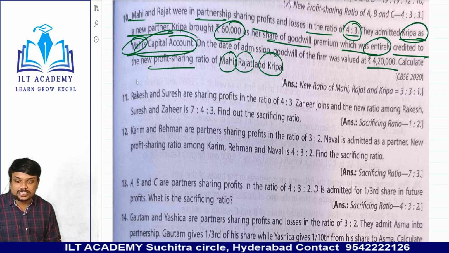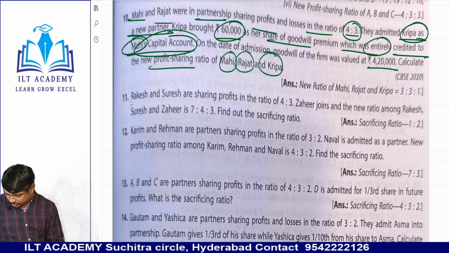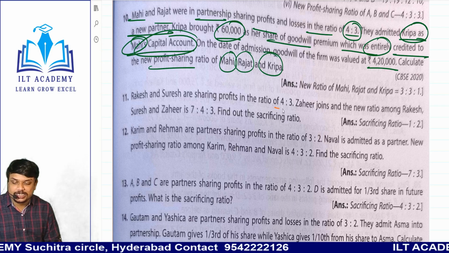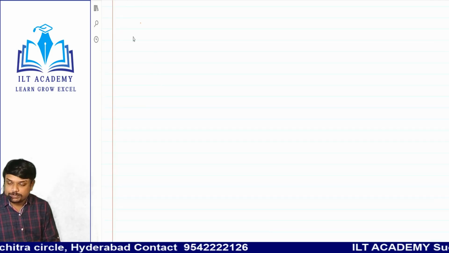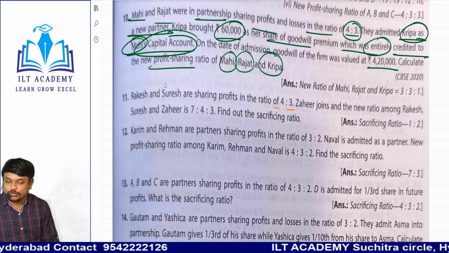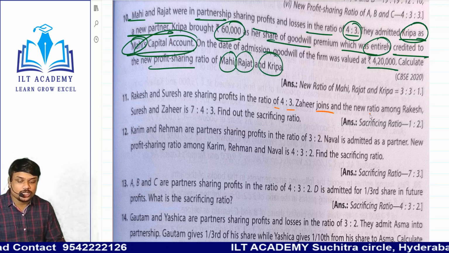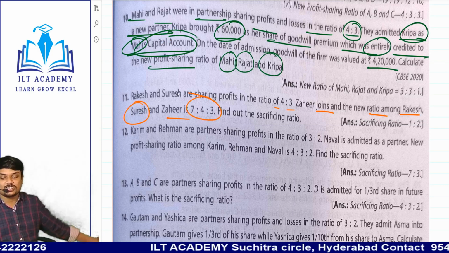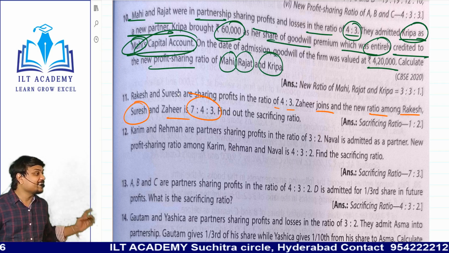Seema, let us do the next question. Look at the 11th one. Rakesh and Suresh are partners sharing the profits in the ratio 4:3. Now Zahir joins, and the new ratio among Rakesh, Suresh and Zahir is given as 7:4:3. Find out the sacrificing ratio.